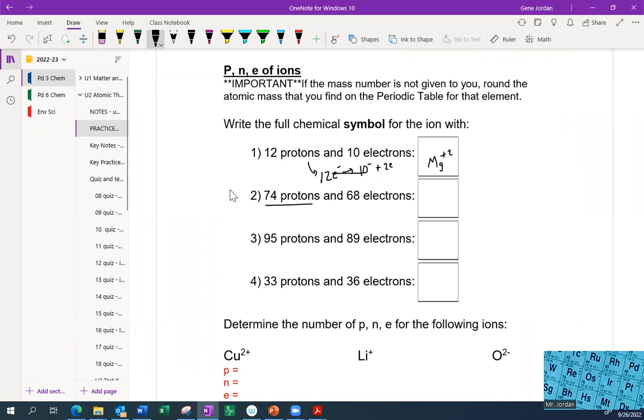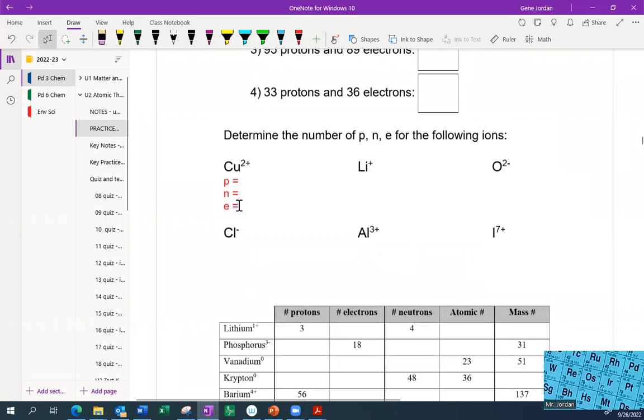So we write the element symbol. And we say to ourselves, tungsten was supposed to have 74 protons. It was supposed to have 74 electrons. But it lost 6 electrons. That means it must carry a +6 charge. All right, try the rest just like that. Determine the number of P and E for each of these. Very good. Let's try the first one.